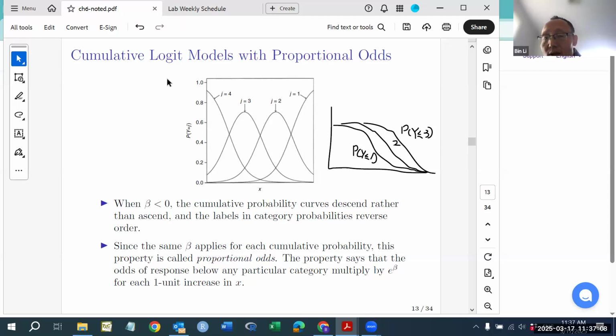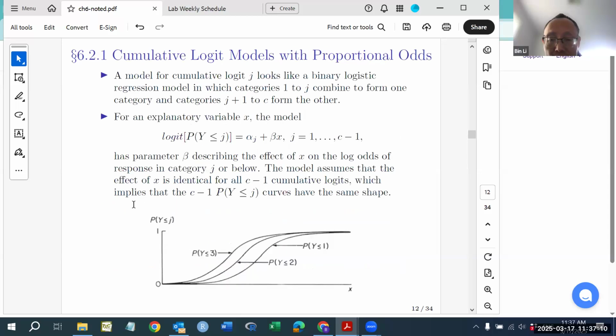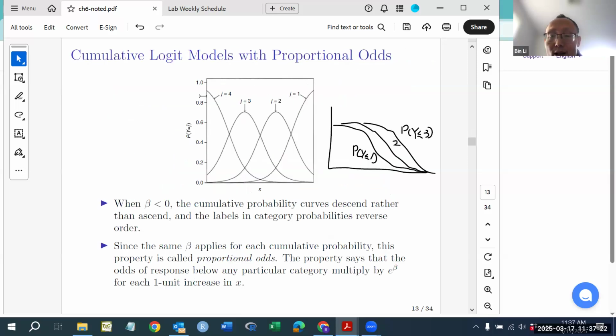How to get this one? So the difference between this and this plot is what? If you look at closely, this is the probability of what? Y is no greater than j. Is that clear? And this is the probability of y equals j.